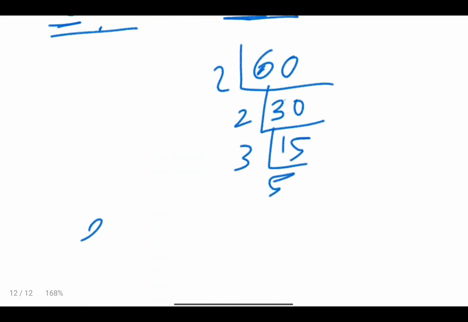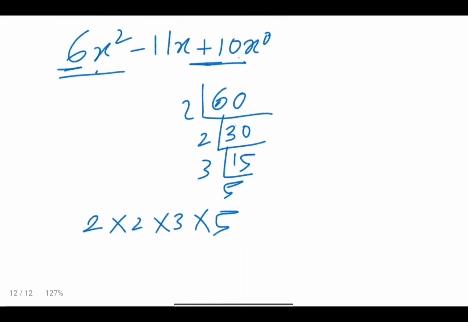So we got 2, 2, 3, and 5. Now our job is to create a combination that gives us this number. And that combination should multiply to form 60.